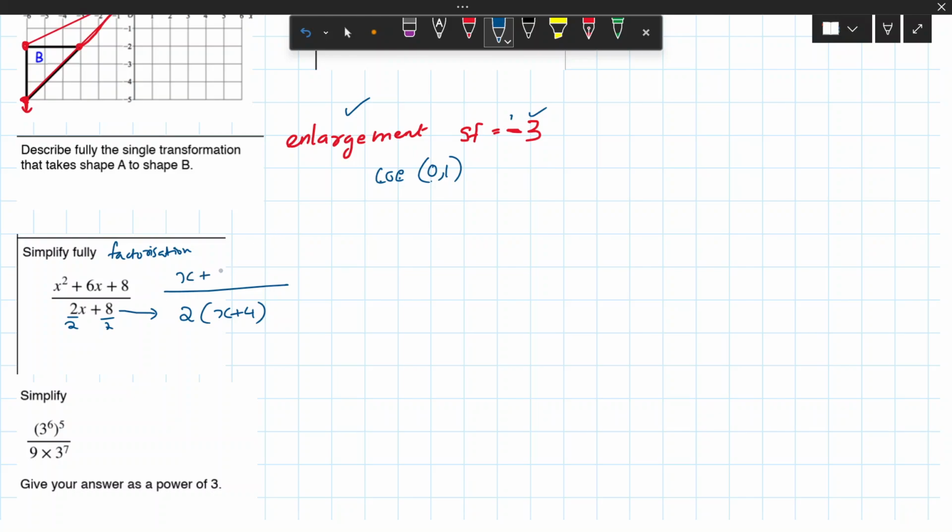How do I get 8? 4 and 2. So I could do (x + 4)(x + 2). Once I have factorized them, I could cancel off the common factors. So these two could go away, giving me (x + 2) over 2. And that is the factorized version.